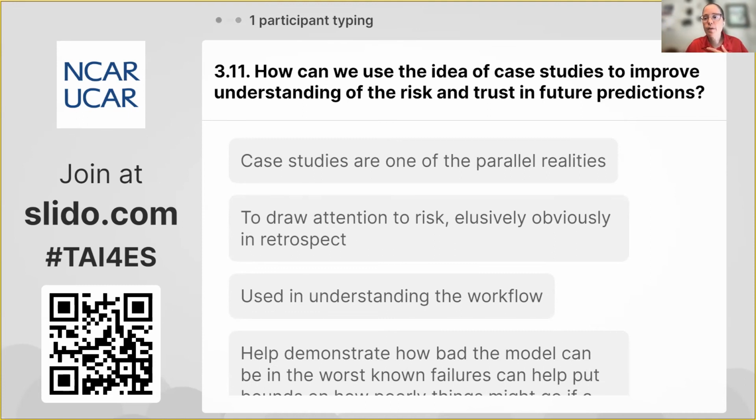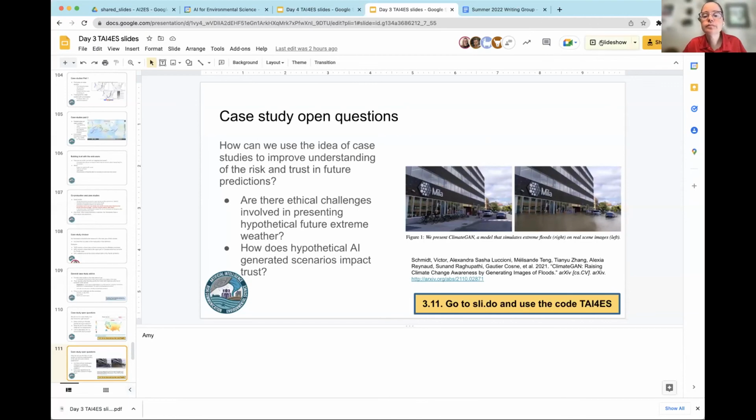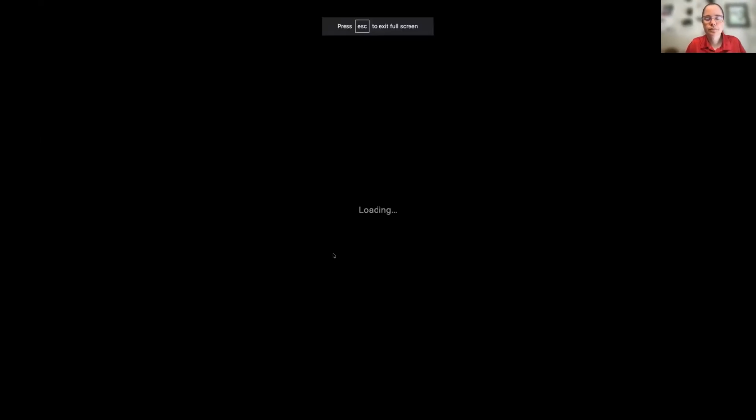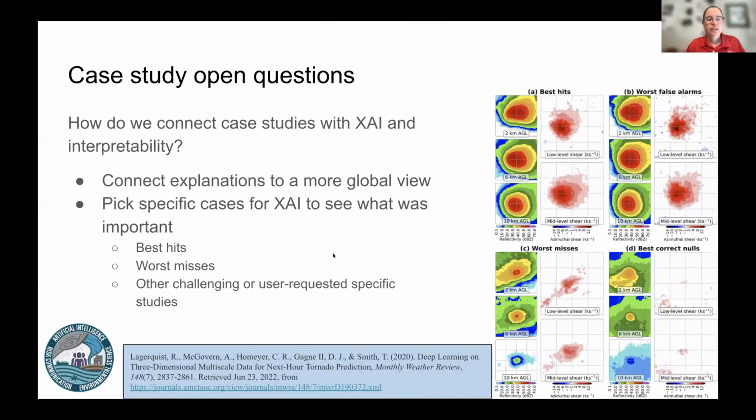In the interest of time, I'm going to hop back over to my slides. So looking at just a few other case study open questions as we're wrapping up, how can we connect what we've just done in case studies with XAI and interpretability? One thing we could do is use these case studies to connect with an explanation, so you get both a local view and a global view.